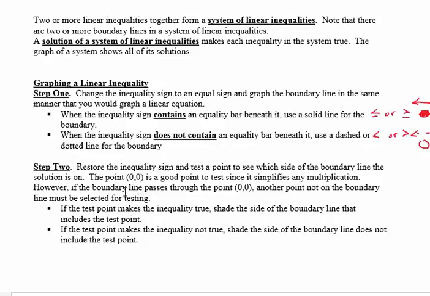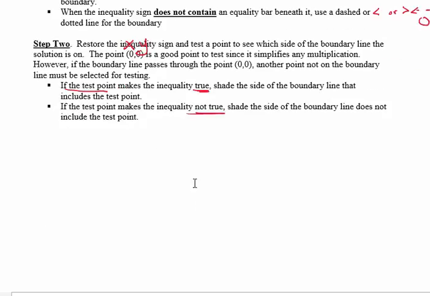So you have an xy ordered pair, right? You have x and y as your test point. So you would plug in 0 for x and 0 for y, and it says if the test point makes the inequality true, then that's the side that you would shade. If the test point makes it false, shade the other side of the line that you graphed. Okay, so those are your big ideas.